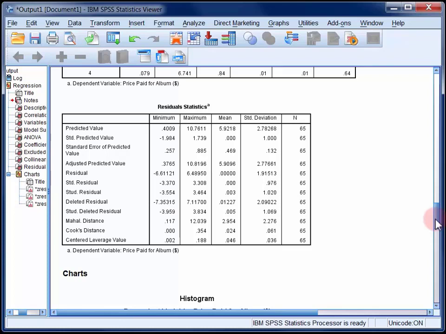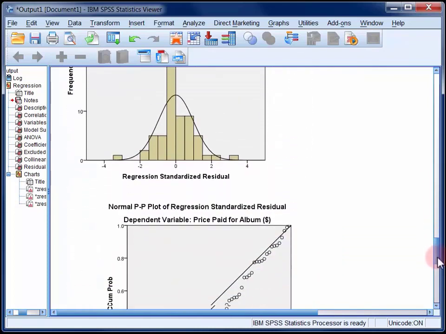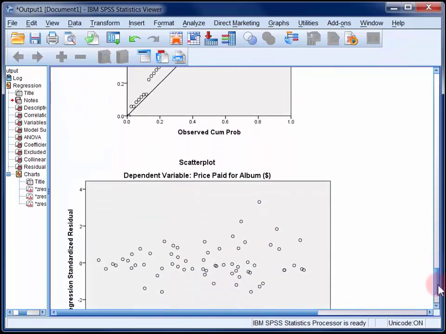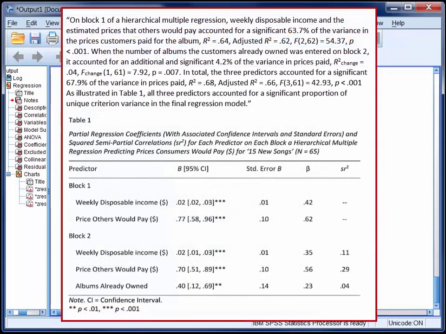And finally, at the bottom of the output, there are 3 charts that can be used to assess the assumptions of normality, linearity, and homoscedasticity of residuals. Again, the interpretation of these is described in StatHand. Now, this is how you might summarize the results of these analyses.